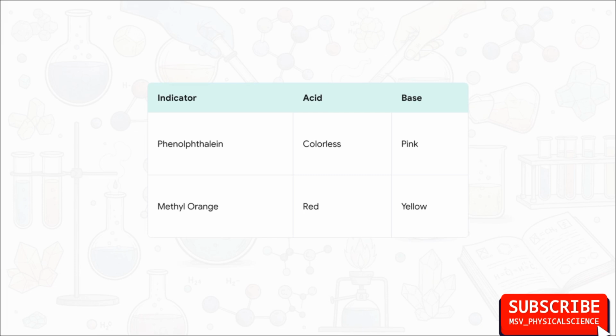Phenolphthalein is a classic example. It remains completely colorless in an acid, but the second it hits a basic environment, bam, it turns a vibrant, unmistakable pink. Meanwhile, methyl orange flips from red in an acidic solution to yellow in a basic one. These give us immediate visual proof of an environment's pH without us having to do anything dangerous.